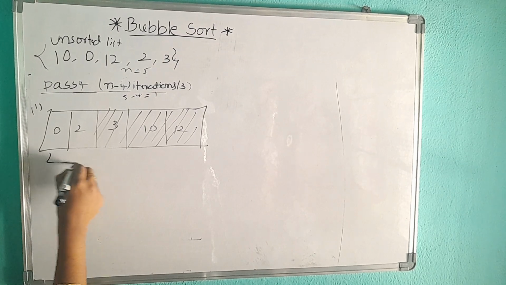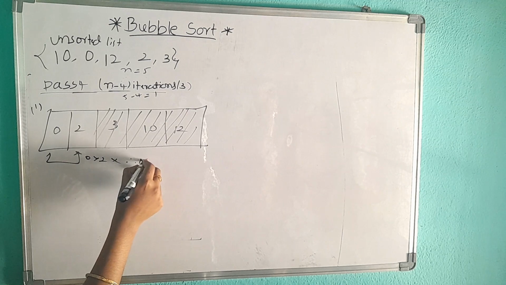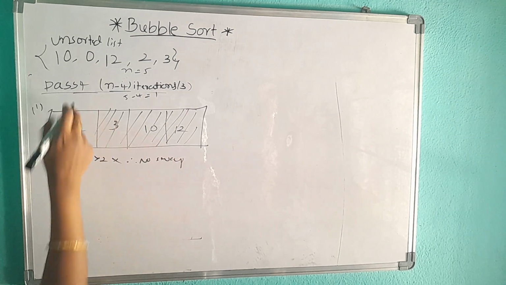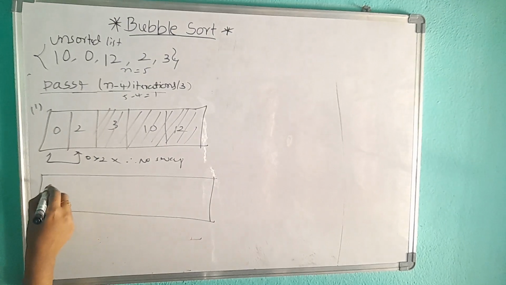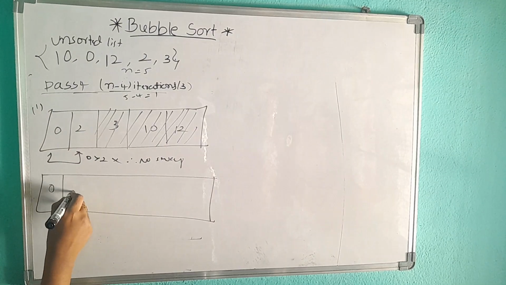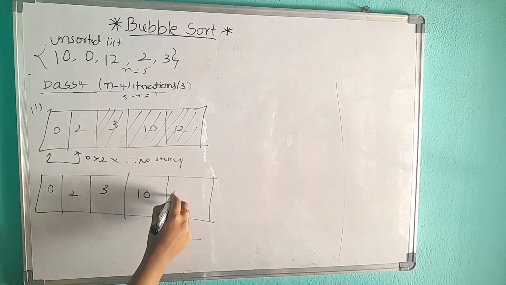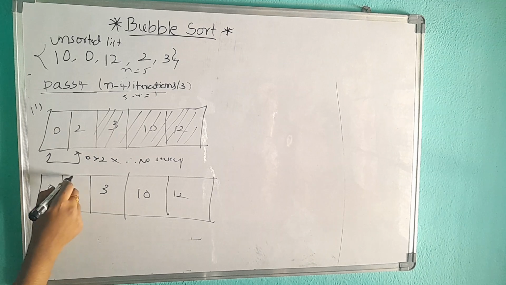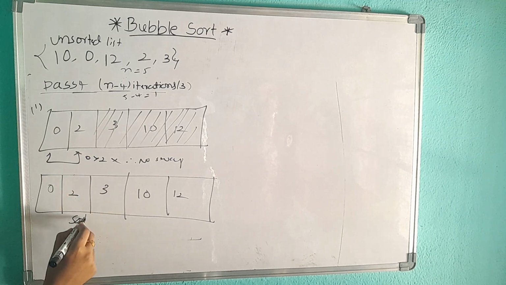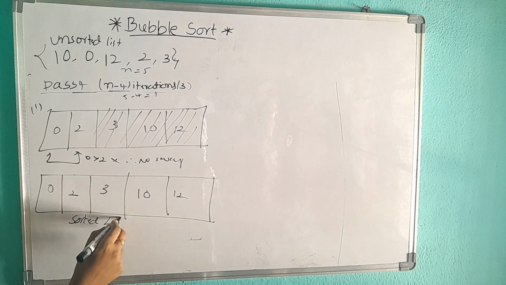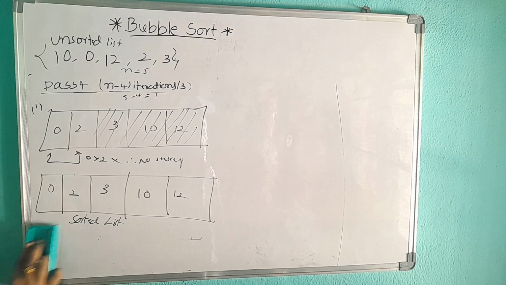Now we have to compare these two elements. Is 0 greater than 2? No. So no swapping is required. And this pass is completed and the resultant list will be like this: 0, 2, 3, 10, 12. So these two are also fixed. Now this is the sorted list. This is the working of the bubble sort algorithm.